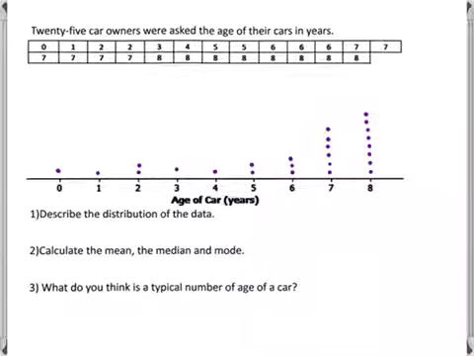Once again, I have my high value at 8, my higher grouping of values at 8, but then it tails off to the left. So I know that this means that this is left skewed.